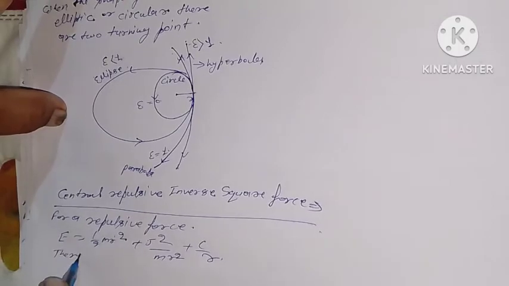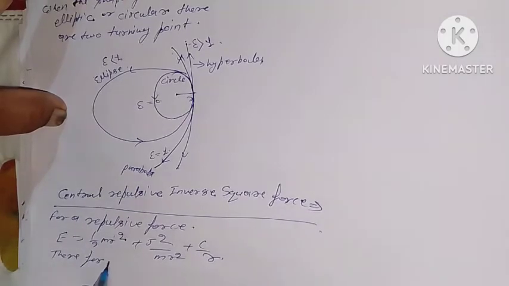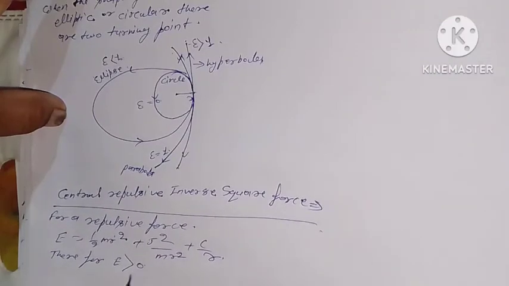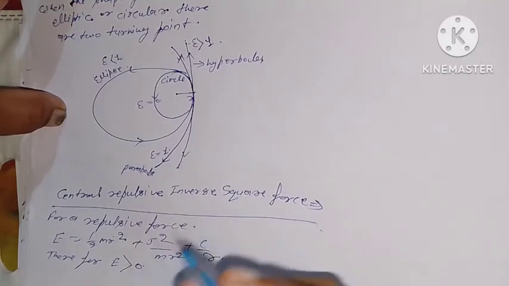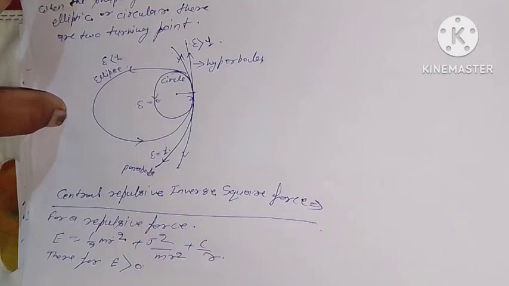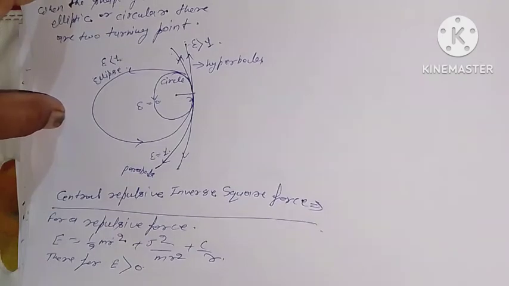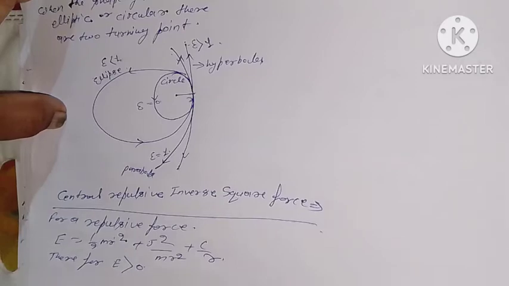Therefore total energy is greater than 0, and the trajectory of the body under the influence of a repulsive force is always a hyperbola. The most familiar example is the path of a positively charged alpha particle moving under the influence of a positively charged nucleus.